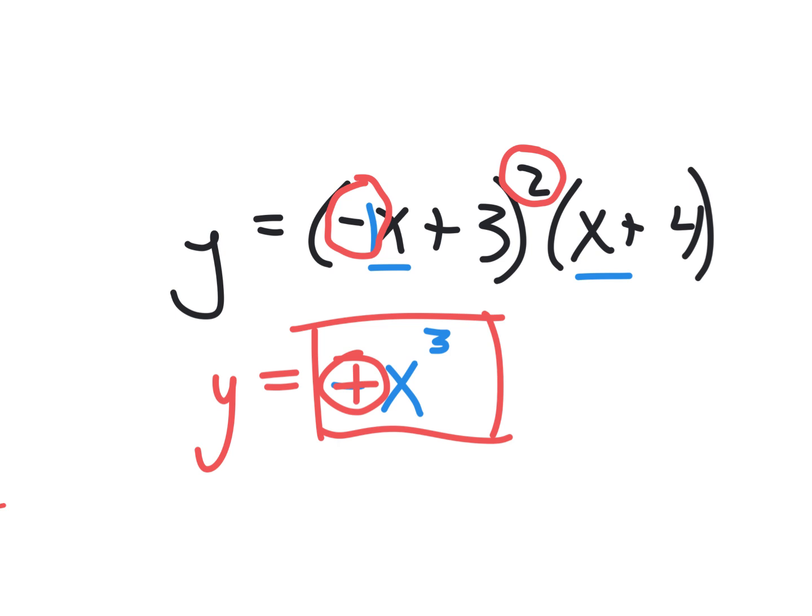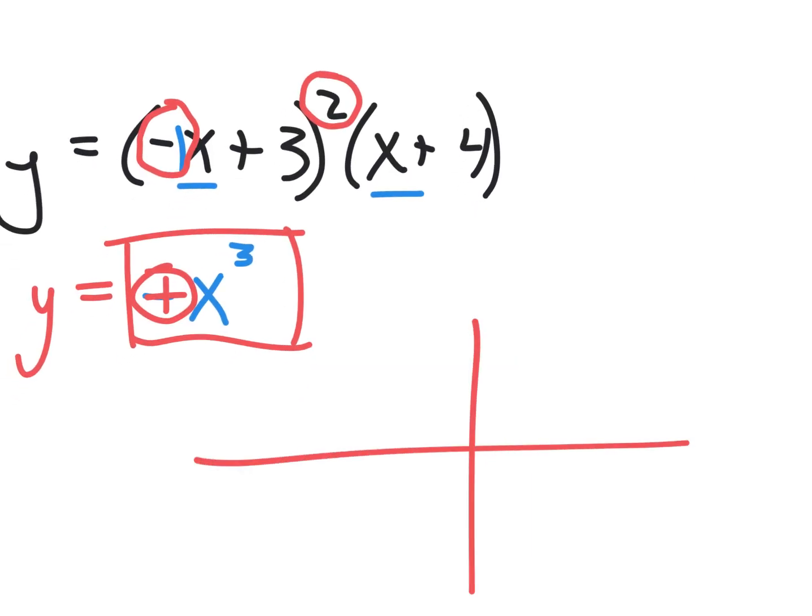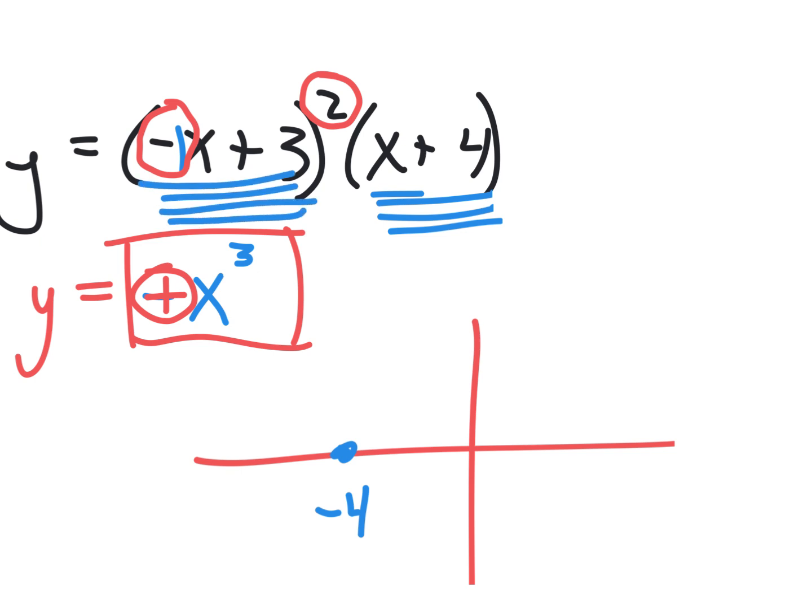Here's the picture of this one, and I know it goes through -4. That one's easy. Anybody can do that. But what the heck do you do for this one? How do you figure out where the x-intercept is? There's another dot somewhere.